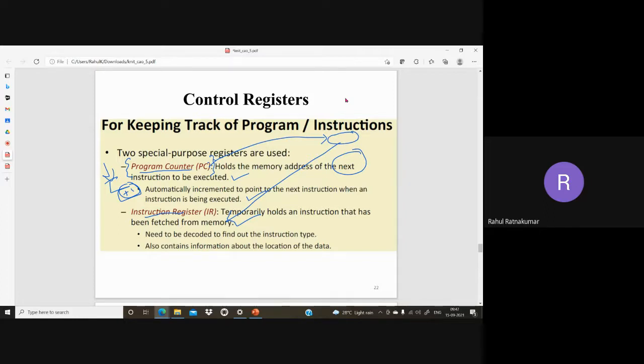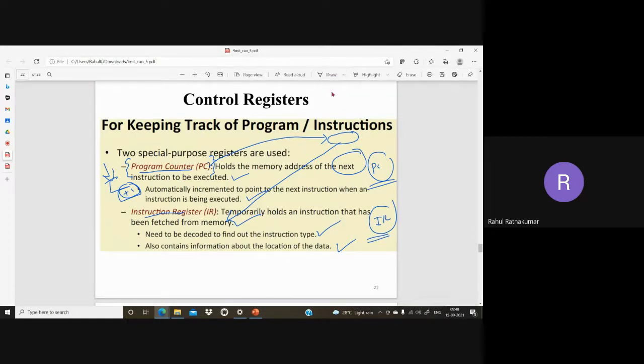Once the instruction is stored in the instruction register, it has to be decoded by the control unit. It has to know what kind of instruction this is: adding, subtracting, all those things. It also contains information regarding the location of the data, whether it is coming from memory, register, stack, queue, etc. So these are the other two registers we have discussed: PC, program counter, and IR, instruction register. This is very important. It has been asked in a lot of exams, and it is a very basic question.